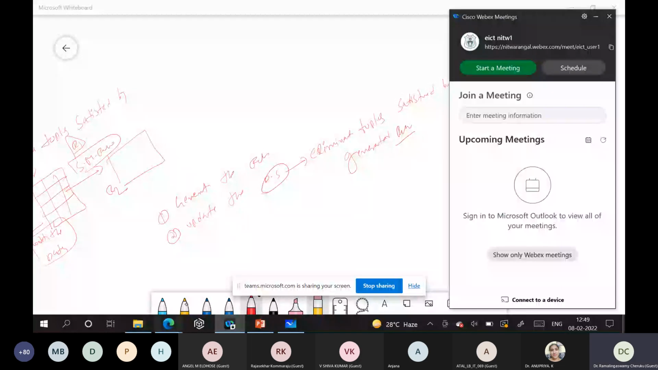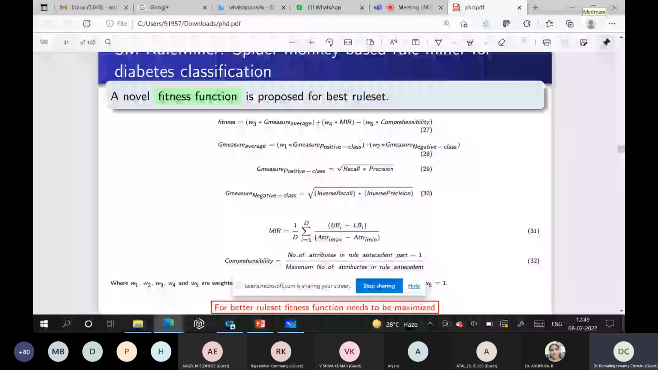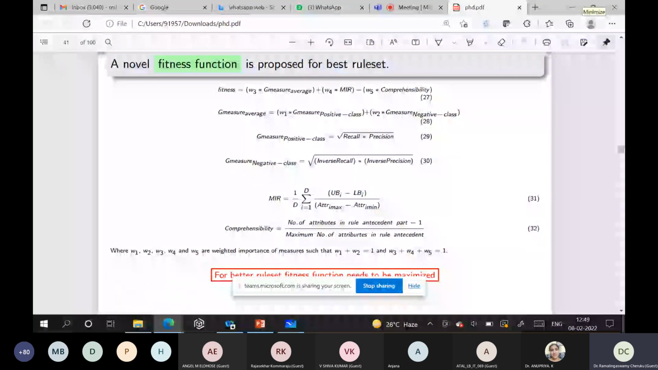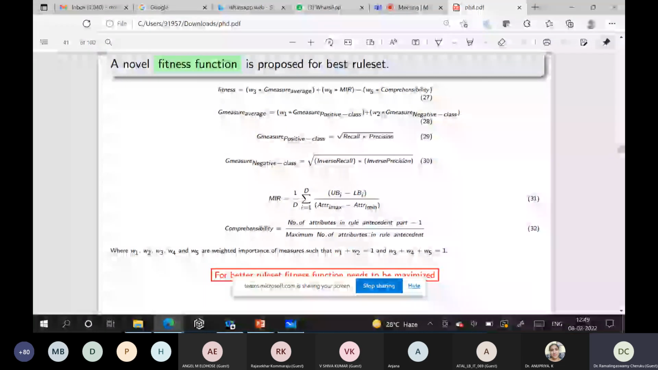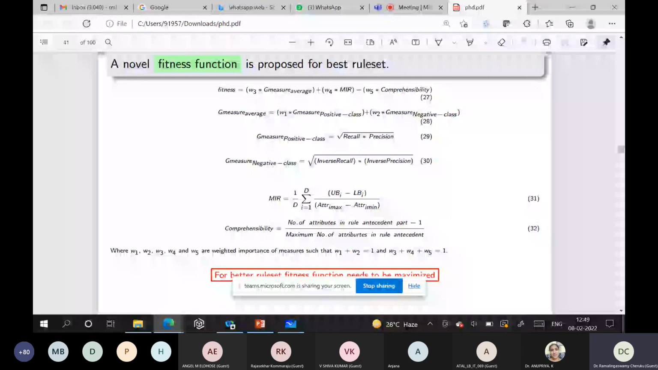So to identify the best fitness function, we have considered a fitness function which will balance both our positive class and negative class data, and also to generate comprehensible rules, we have taken the comprehensibility measure. That will measure how compact your rule is. To measure the compactness of a rule, we use the comprehensibility measure, calculated using the total number of attributes in a rule antecedent part divided by the maximum number of attributes in the antecedent part. In our case, the denominator is 8 because we are taking a data set of dimension 8.